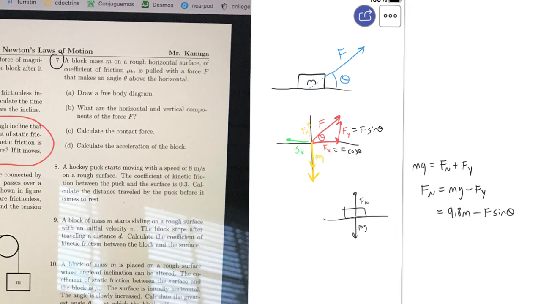Acceleration of the block. Well, it's definitely moving this way. And that makes me think we have to deal with the net force in the x direction. So that's going to be this arrow minus that.